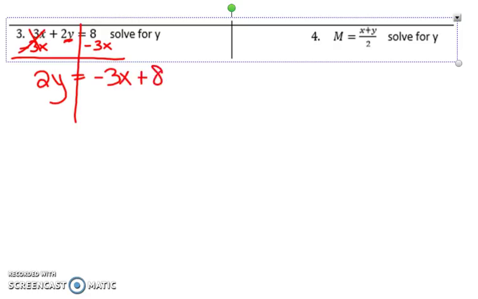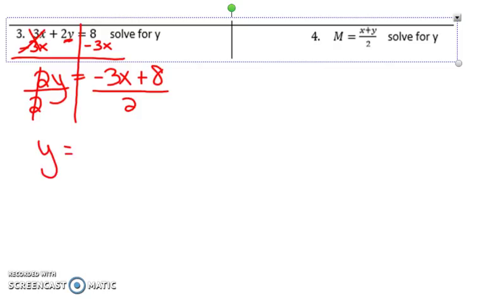Combining like terms, the rules still apply. You have to have the same variable and the same exponent. Well, now I need y by itself. There's no adding and subtracting, so now we need to look at multiplication and division. In this case, 2 is being multiplied by y, and the opposite is dividing. So I'm going to divide both sides by 2.